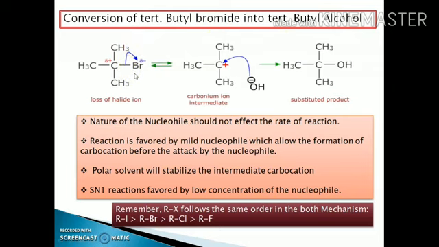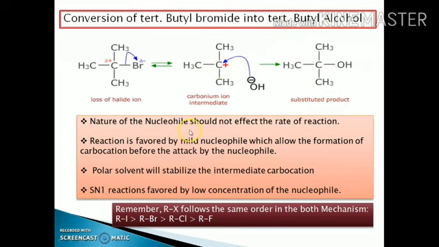In this case, bromide is released as a leaving group and generates the carbocation. This carbocation is directly attached to 3 carbon atoms. It means this is the tertiary carbocation. And from the protic acids, the OH negative ions, which act as a nucleophile, get attached to this carbocation to give the substituted product, tertiary butyl alcohol.